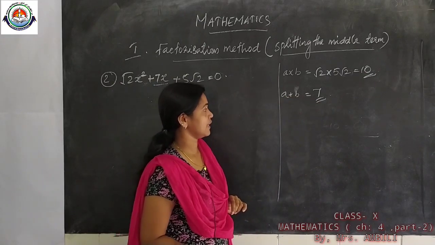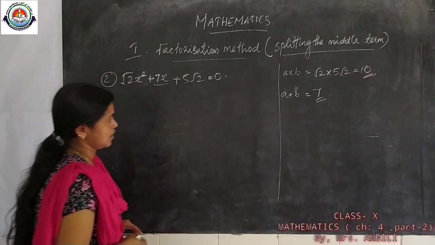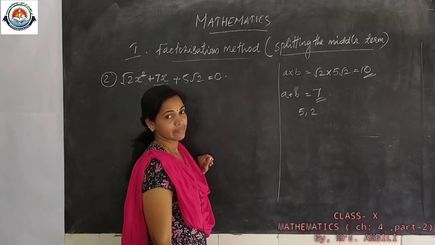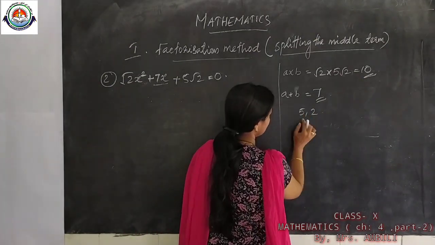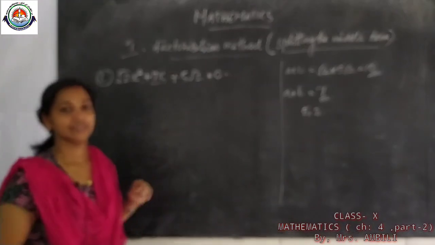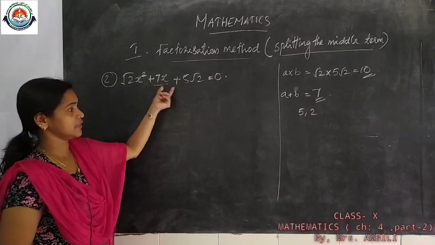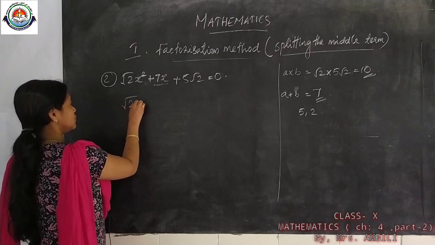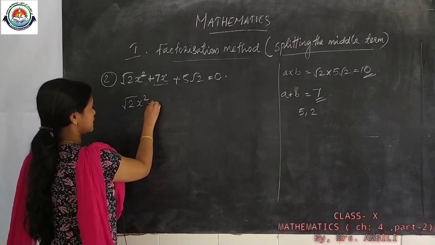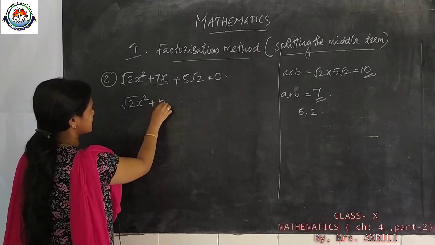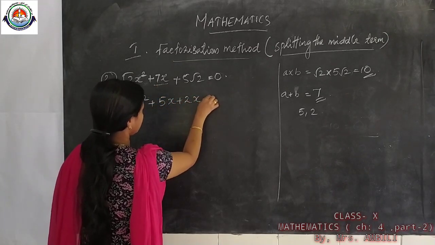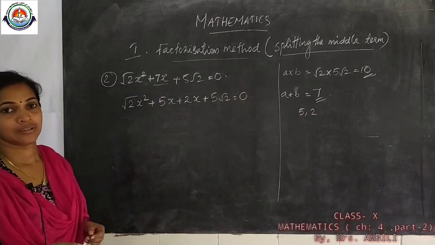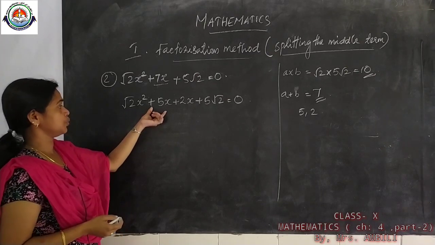What are the two numbers? 10 and 7? What about 5 and 2? Plus 5 and plus 2. 5 into 2, 10. 5 plus 2, 7. Okay. So, we can split 7x into 5x and 2x. So, I am writing here root 2x square plus, instead of 7x, I am writing 5x plus 2x plus 5 root 2 equal to 0. Clear?